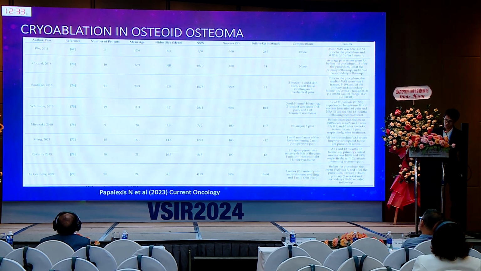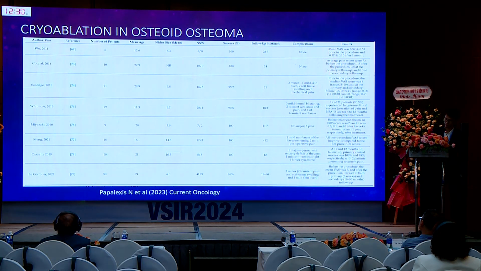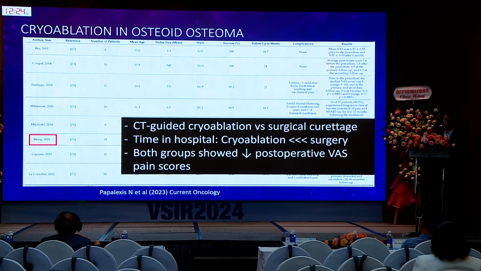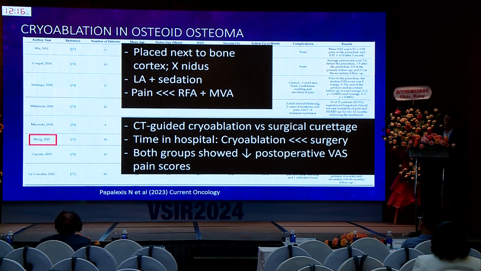So, this is just showing the literature for osteoid osteoma cryoablation, and RFA is also a very good modality, but in cryoablation you can see that patients spend much less time in hospital compared to surgery, and there's a decrease in pain scores. And as opposed to RFA, you don't have to place the needle right into the nidus. You can just place it near the nidus and let the ice ball engulf the nidus. You also don't have to use GA, as these patients generally have less pain in cryoablation.